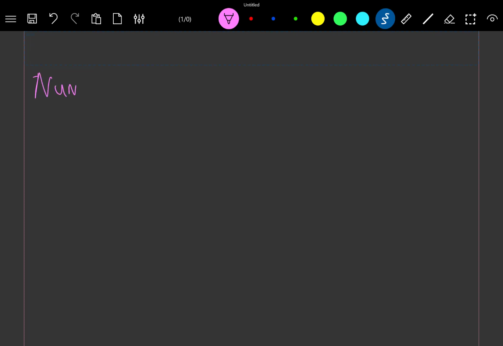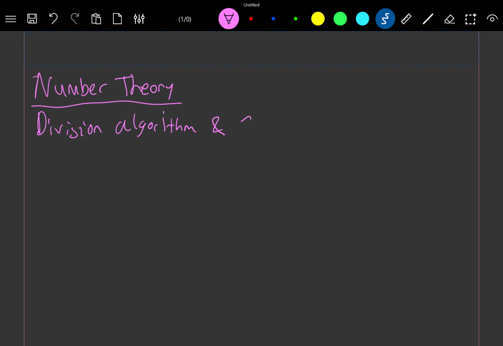This is the next lecture in number theory. Last time we talked about the integers and how the integers are the unique well-ordered ring where the ordering respects addition and multiplication. This time I want to talk about the so-called division algorithm and the Euclidean algorithm. And yeah, so this is what I want to talk about.